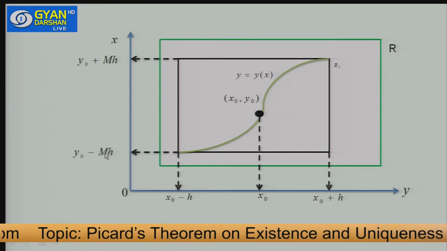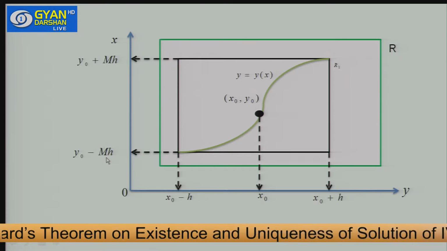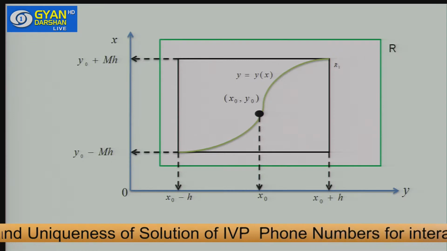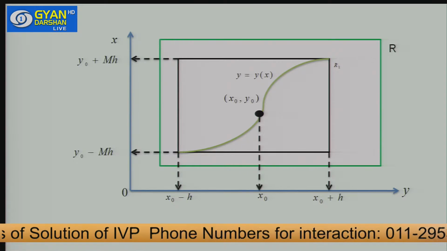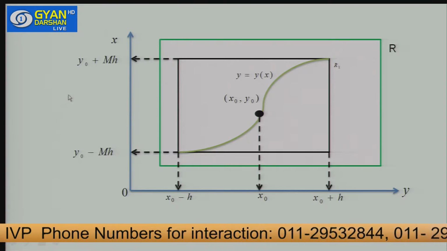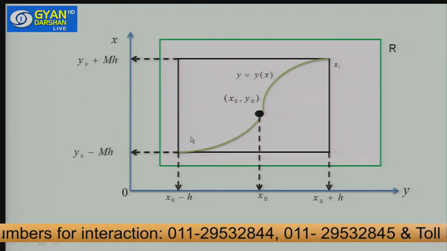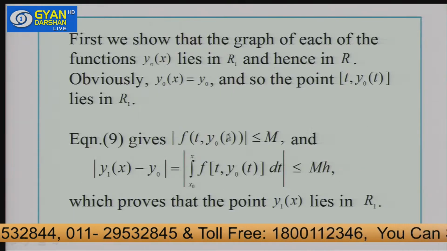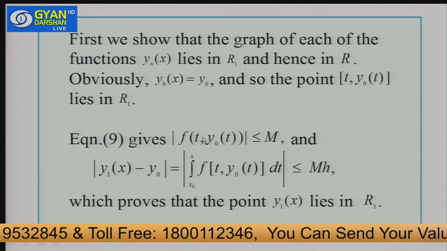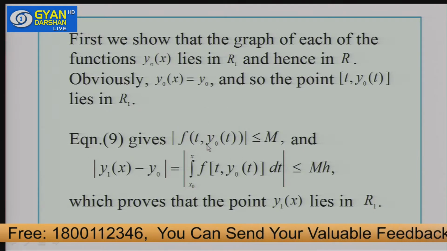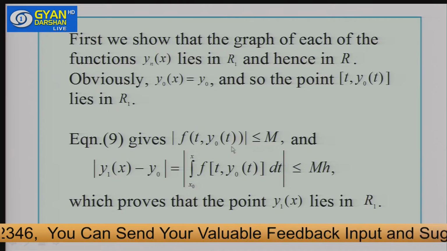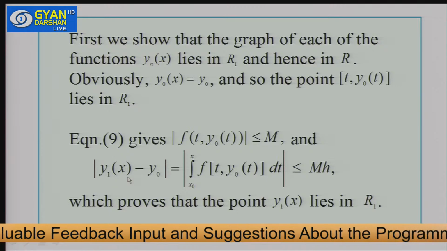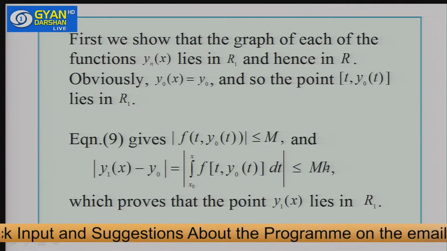Obviously M is dependent on f of x, y. So we have already assumed that f of x, y is bounded by M. That's why this type of region has been taken, so that in future we can use it. Now this is bounded by M as I was talking. For every x, f of x comma y is bounded by M for all x comma y. So obviously this is also bounded by M. So mod of y1 minus y0 is bounded by Mh.